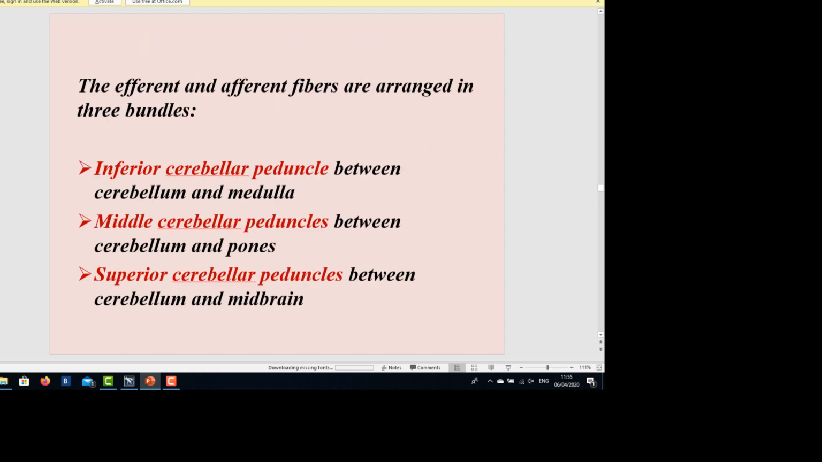The efferent and afferent fibers are arranged in three bundles: the inferior cerebellar peduncle between cerebellum and medulla, the middle cerebellar peduncle between cerebellum and pons, and the superior cerebellar peduncle between cerebellum and midbrain.